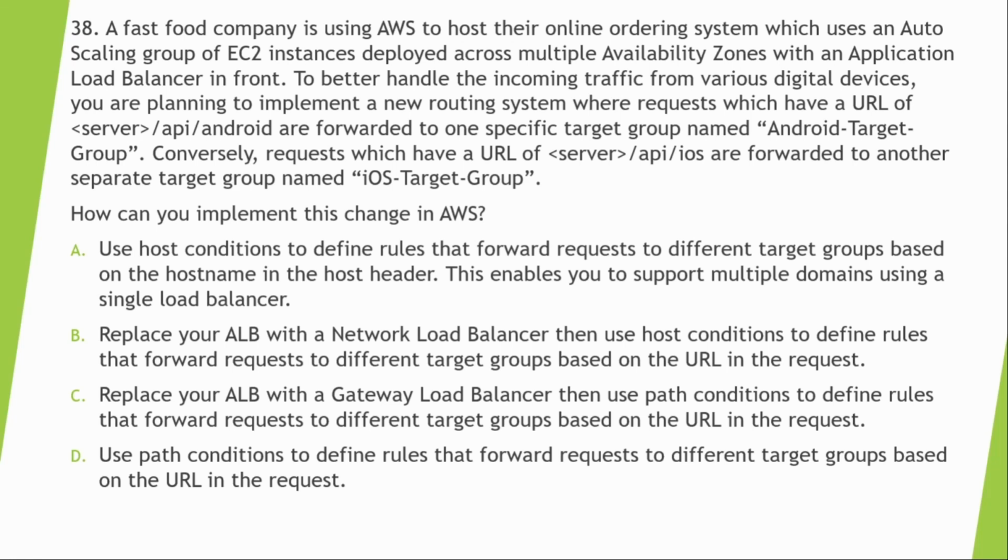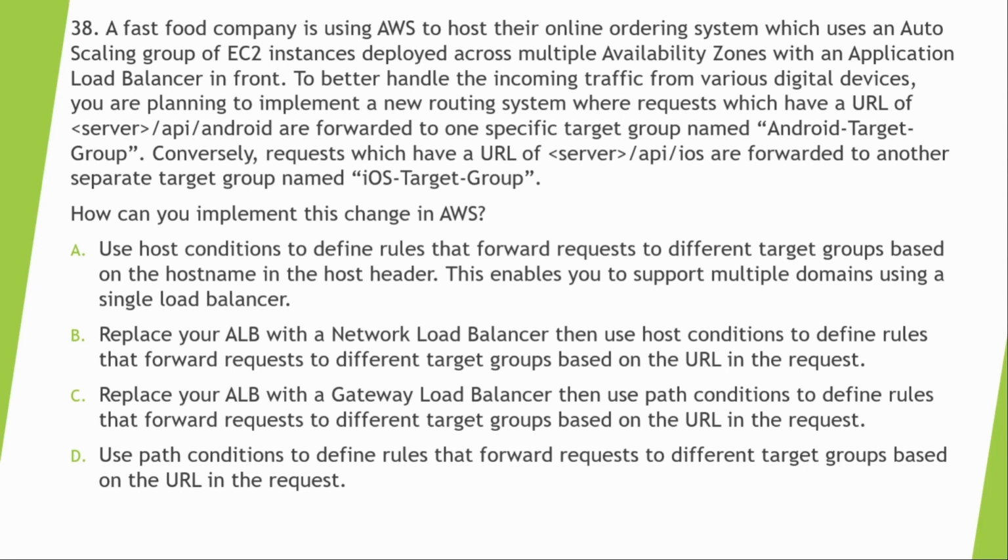I hope the question is understood. So let's go ahead and understand what is correct and what is not correct. As they have mentioned the URL, you should use path conditions to define the rules. There is something called path conditions, and we also call it path-based routing. What it does is it helps you define rules that forward requests to different target groups based on the URL. The definition itself is there in the question, guys. Target group based on the URL. This is path-based routing.